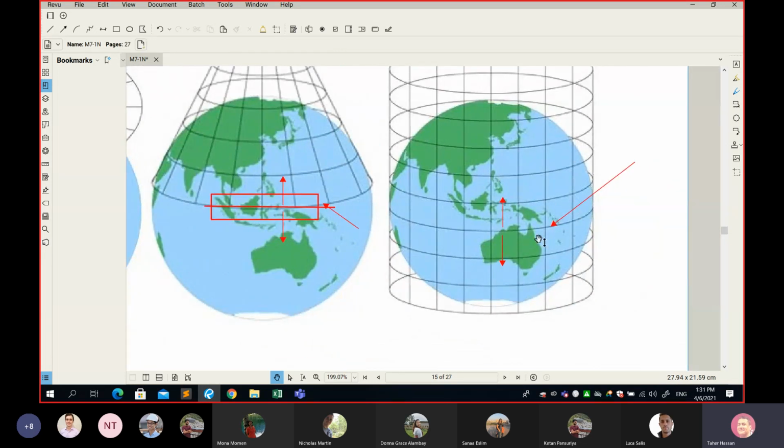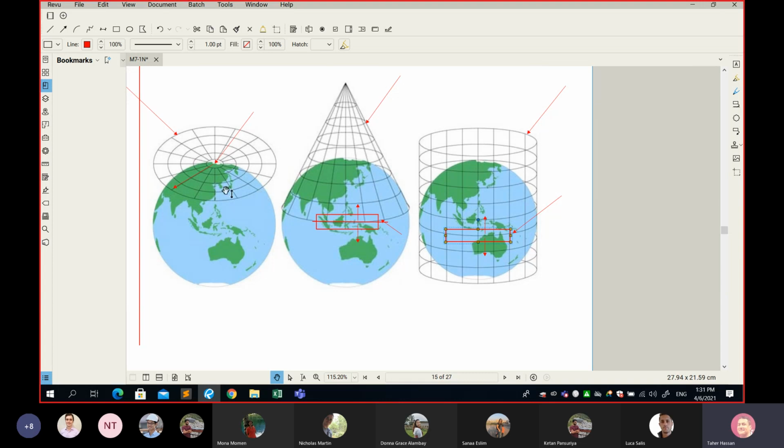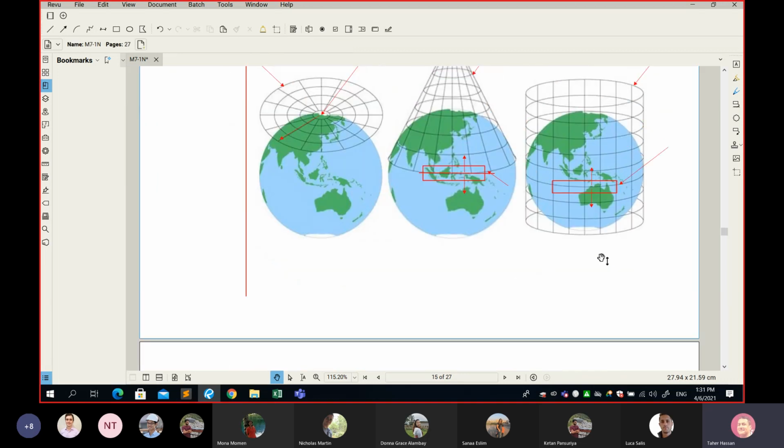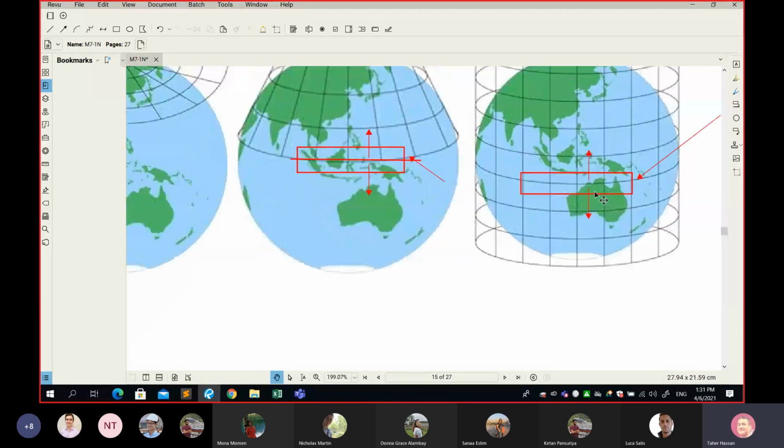How about if I have a country extending east-west around the equator? Should I use planar projection, or cylindrical? I should use cylindrical projection, because again, distortion will happen.